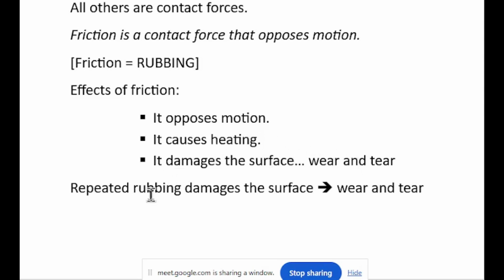And what is wear and tear? Repeated rubbing damages the surface. Repeated, একবার তো নয়, repeated rubbing damages the surface, that is wear and tear. So that is the meaning of wear and tear. Right? Okay. Repeated, একবার নয়, একটা জুতো যদি if you are wearing for 6 months, 6 months-এ কতটা হেঁটেছো, একবার তো নয়. So repeated rubbing damages the surface, wear and tear. So heating effect, opposing motion, and wear and tear, the 3 effects of friction.